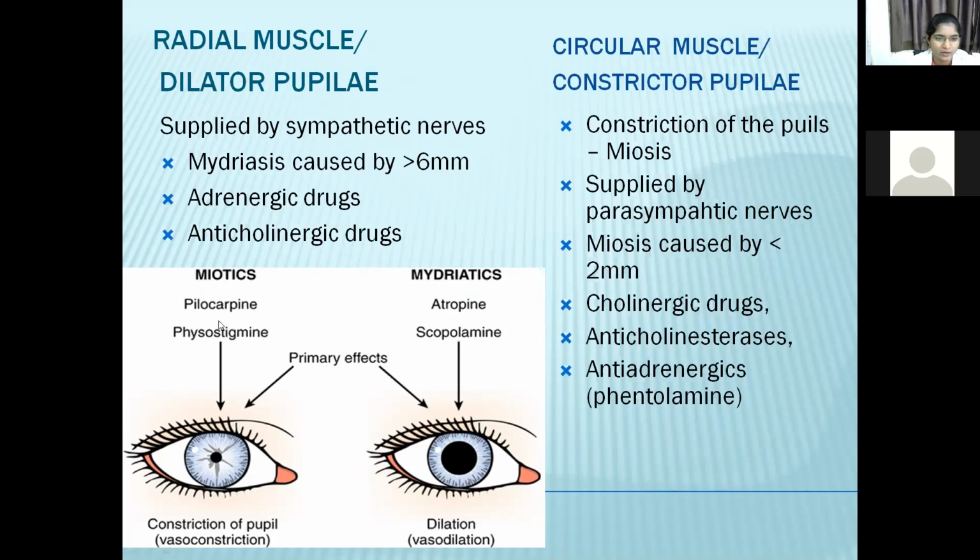This is the miosis. Constriction of the pupil is called miosis, produced by pilocarpine, cholinergic drugs and anticholinesterases. It causes miosis. Yesterday we discussed miosis.